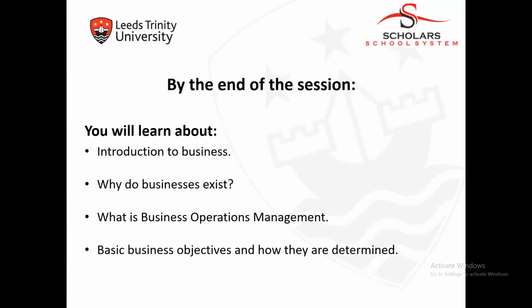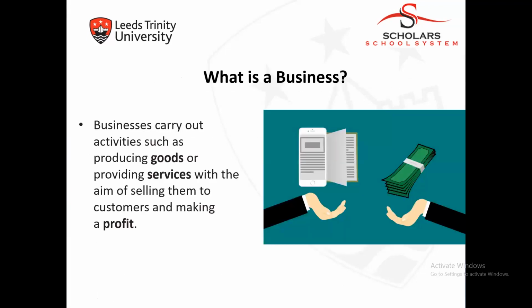And by the end of the session, the students learned about the introduction to business and why businesses exist, what business operations management is, and what the basic objectives of business are and how they are determined. So we started our discussion with the definition of business. We learned that businesses carry out activities such as producing goods or providing services with the aim of selling them to customers and making a profit.